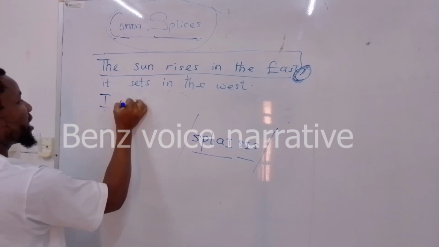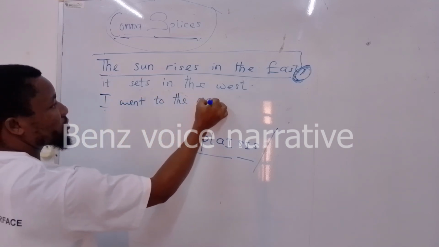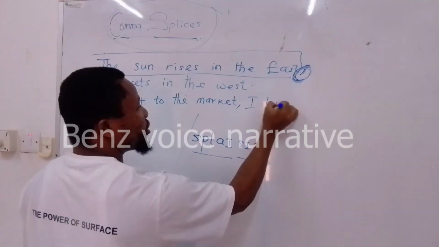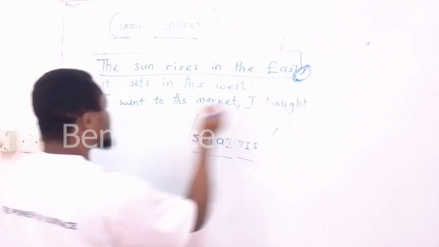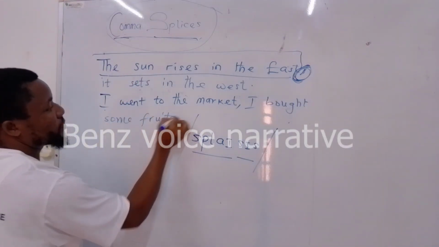I went to the market, comma, I bought some fruits. Full stop.